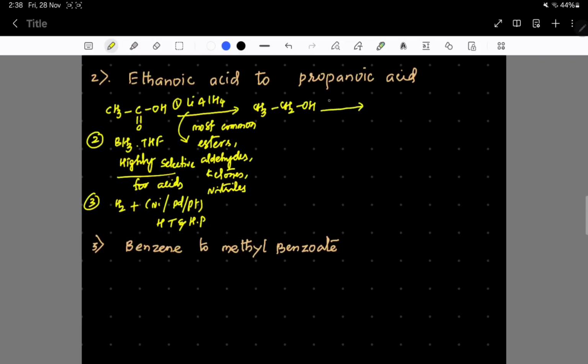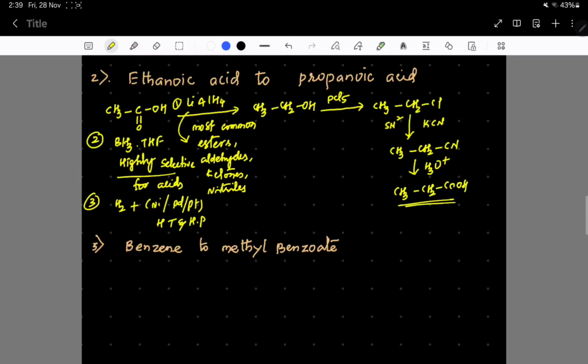Now this is reacted with PCl5 and it will give CH3CH2Cl. Now this ethyl chloride on reaction with KCN followed by the SN2 process will give CH3CH2CN. Now on hydrolysis you will get CH3CH2COOH. This is propanoic acid as the product.